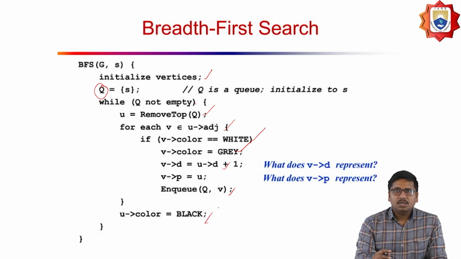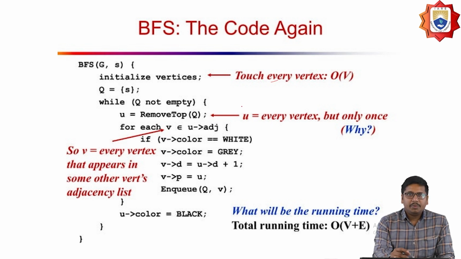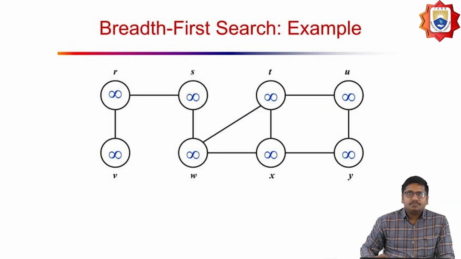Once the vertex is fully discovered, it is marked. Each vertex is touched only once, and every vertex appears in the adjacency list. So what is the running time of this algorithm? The running time is big O of vertices plus edges. These are the basic steps of the breadth first search algorithm.